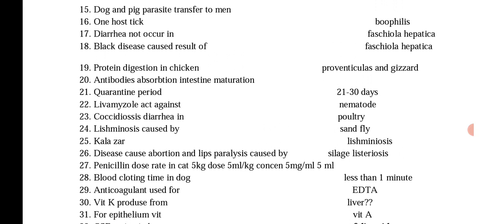Protein digestion in chicken is by the proventriculus and gizzard. As a thumb rule, the proventriculus has the lowest pH secretions that can denature proteins. The quarantine period is 21 to 30 days, and should be at least 1 month or 21 days.